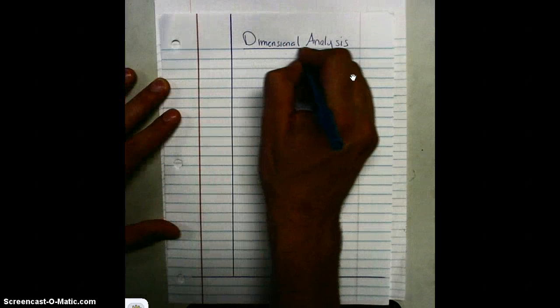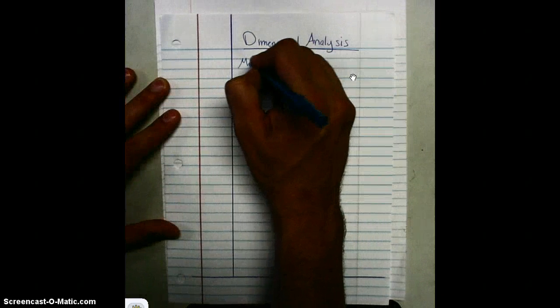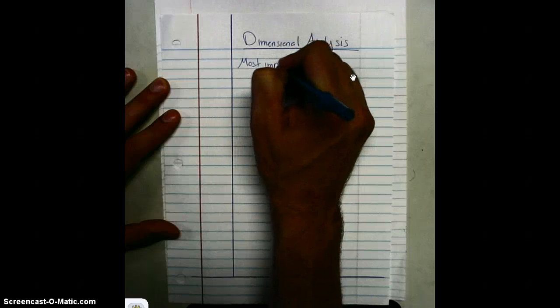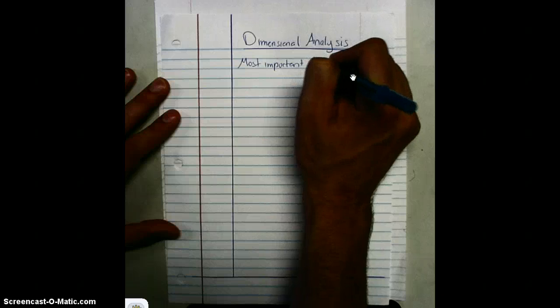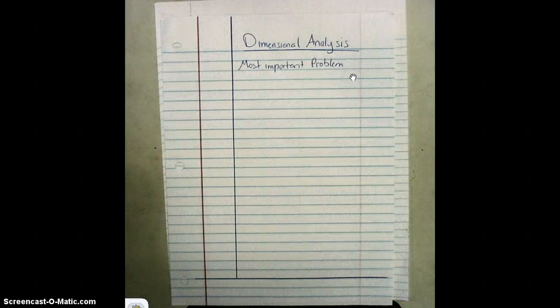Dimensional analysis is probably going to be the most important tool that you have in your toolbox to help you solve physics problems. I'm going to say that again. It's probably going to be the most important tool you are going to use for pretty much every single problem that we're going to work out. So what is dimensional analysis? It is very self-explanatory. It is analyzing the dimensions of a problem.